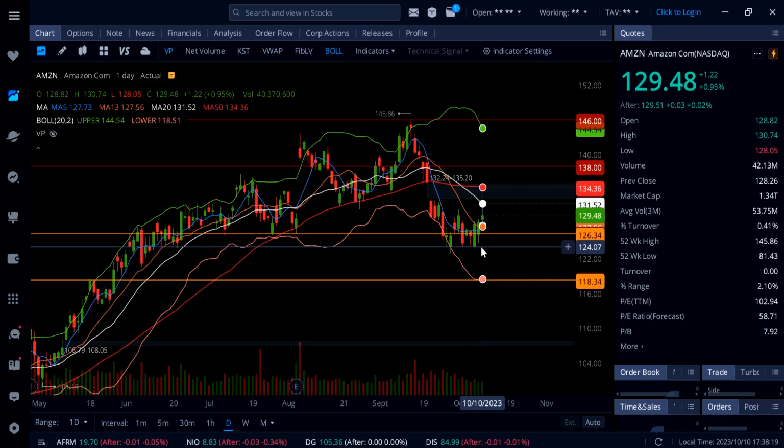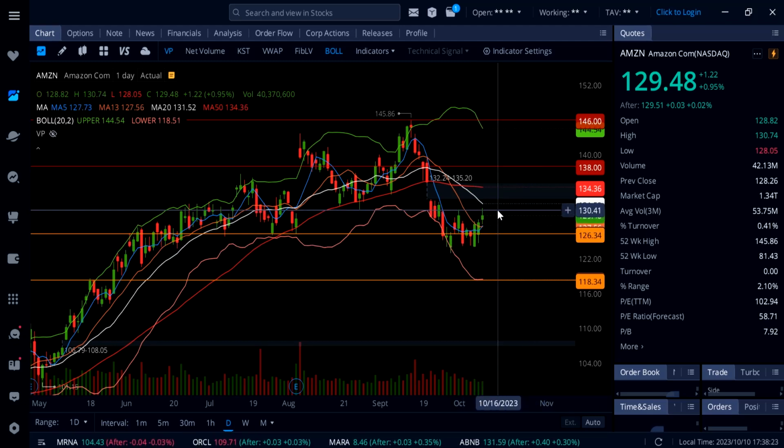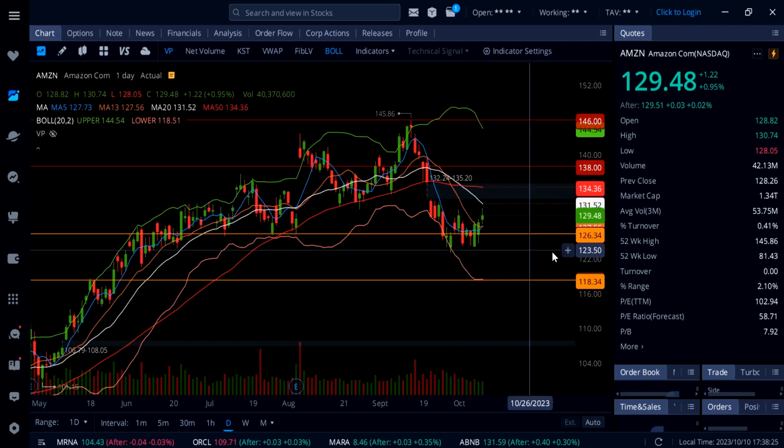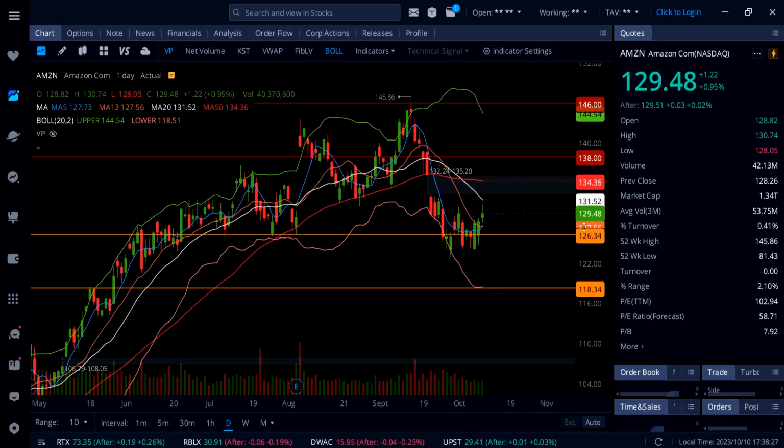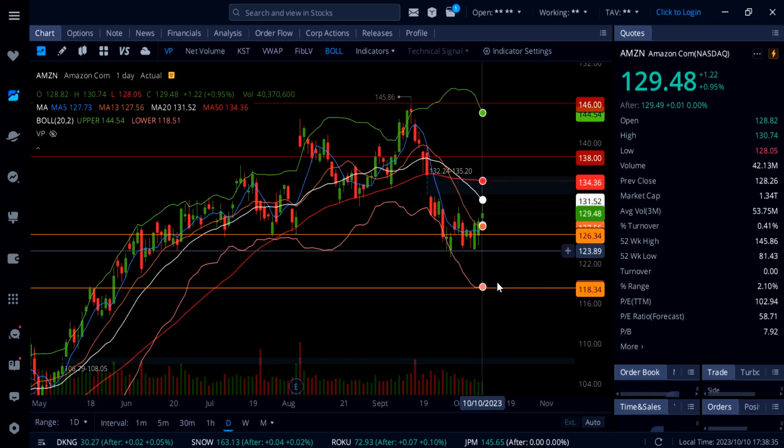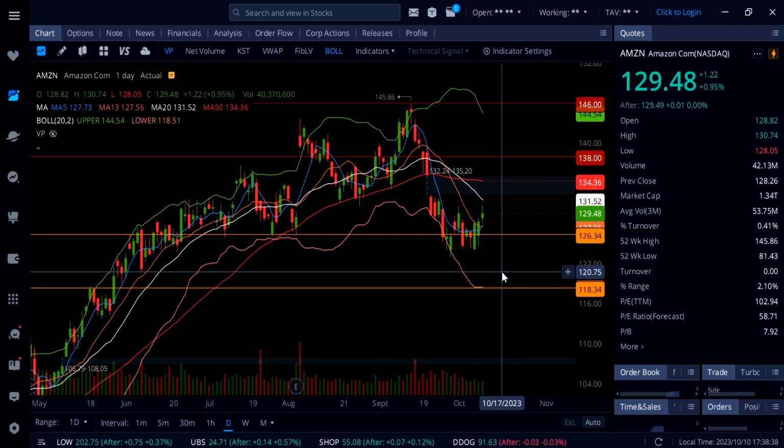Now if Amazon gets rejected from 131.52, or like today from 130, watch out for a pullback down here to 127 to 126, which is a key level here on Amazon. And if that gives up, you're going to see a flush all the way down to 118.